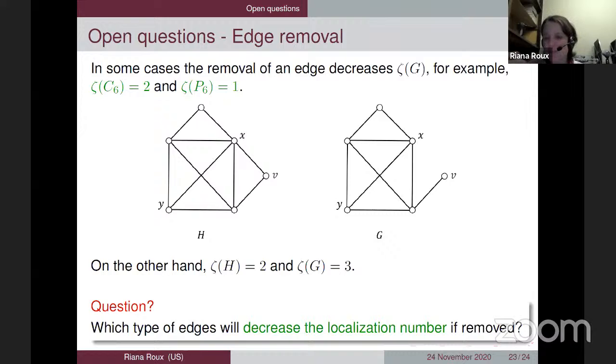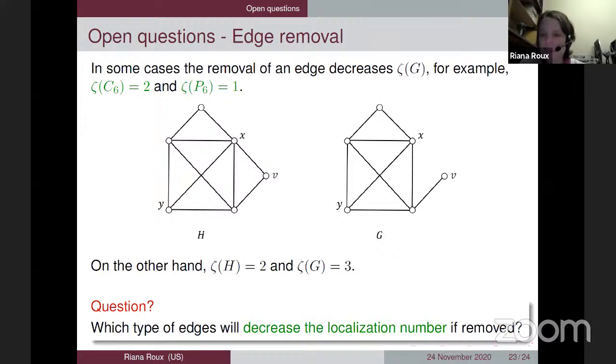So we see that there's definitely cases where if I take away one edge, then the localization number decreases. But if we once again go and look at that double house graph, and in this case just take away the edge xv, then we can once again see that the removal of an edge can also increase the localization number. So it'd be really interesting to know which type of edges will cause the localization number to decrease, or for which type of edges the removal will increase the localization number.